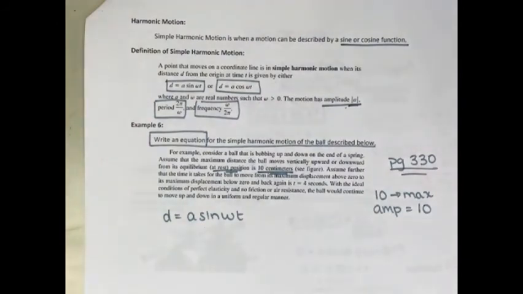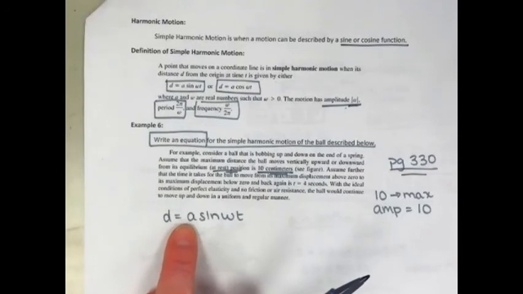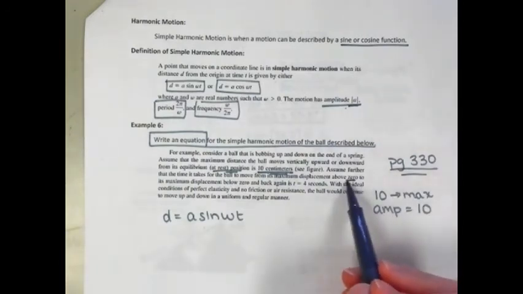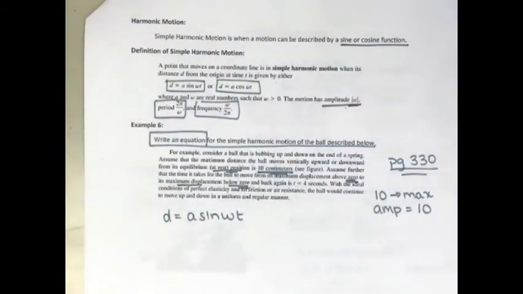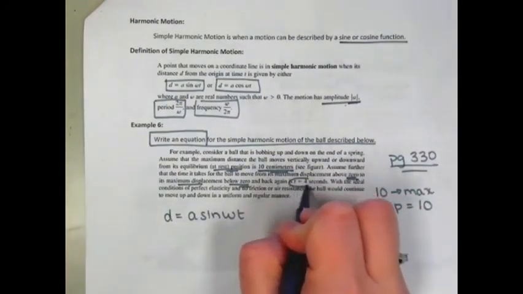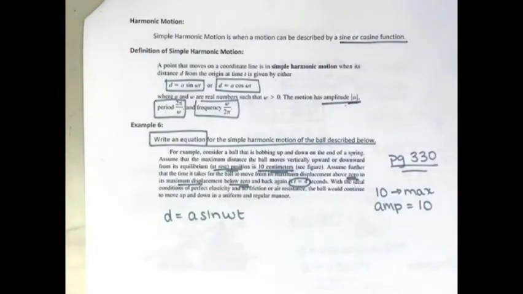Now, it could also be, obviously, negative 10 could be A, if I drop it first, depending on where we're looking at. But we'll go from there. Assume further that the time it takes the ball to move from its maximum displacement, 10 above 0, to the maximum displacement below 0, negative 10, is t equals 4. So from the max to the min, it takes 4 seconds.